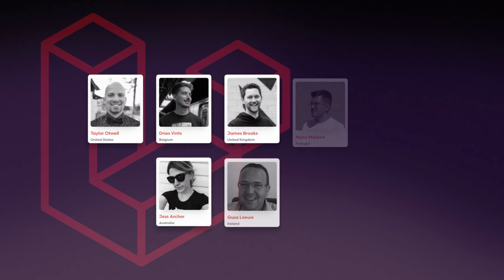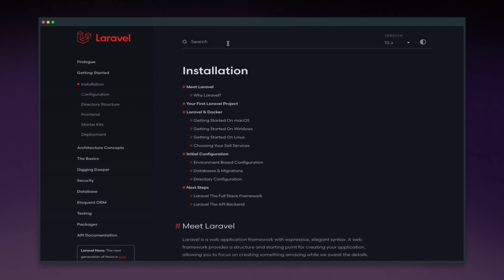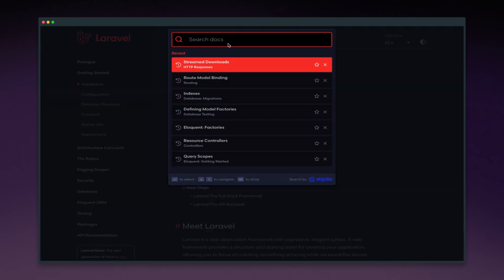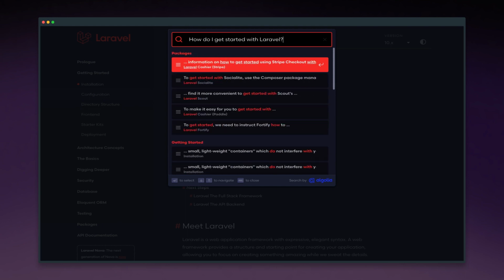Just imagine having the creator of Laravel and the Laravel team available to you whenever you have a question. If you think about it, you sort of do. All that information is in the Laravel docs. The challenge we have is how do we take that entire knowledge base and use it to construct a complete and concise answer to our question? For example, how do I get started with Laravel?